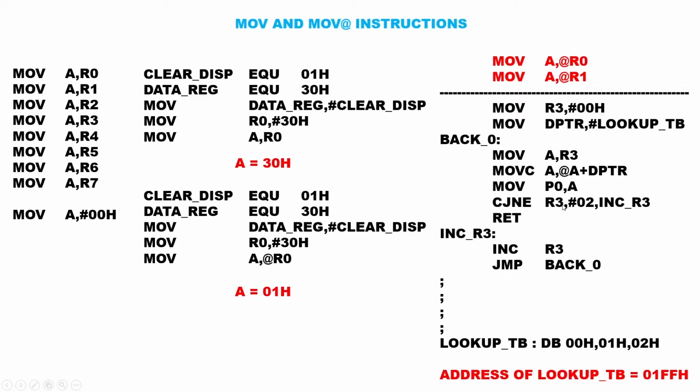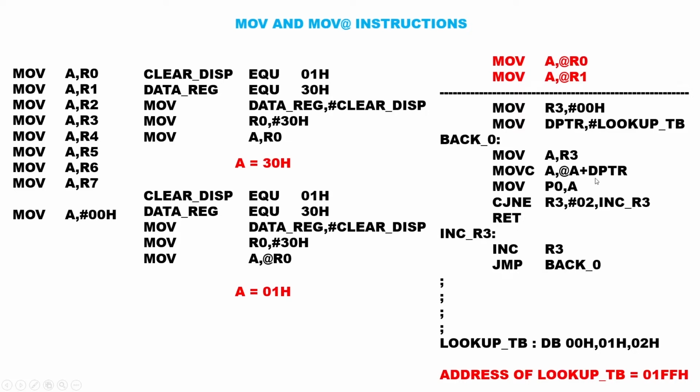If the value of R3 is not equal to 2, then the program will jump to increment R3, and here it will increment the value of R3 and the program will jump back to the back 0 subroutine. Now the value of the R3 register is 1, and we have moved that value to the accumulator. By using the instruction move code accumulator at the rate accumulator plus dptr, now the address of the dptr will be incremented by 1.